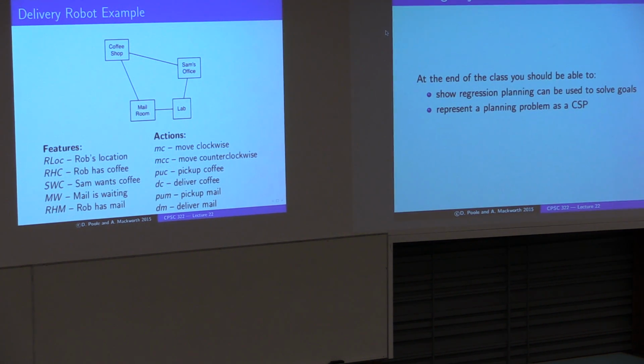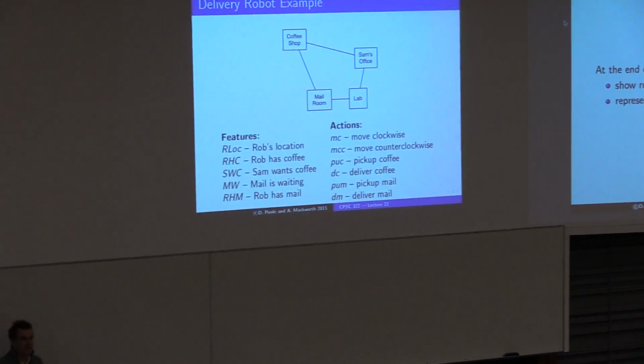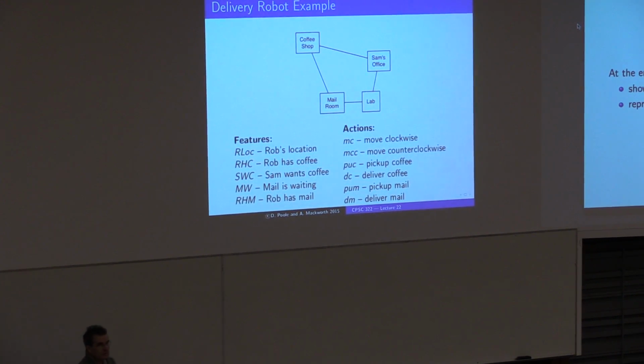So what we're going to do today is finish off talking about a few remaining issues with this forward planner, and then we're going to talk about something called a regression planner, which instead of starting from the initial state and searching forwards, is going to start from the goal and search backwards. And then we're going to talk about how to represent planning in terms of a constraint satisfaction problem.